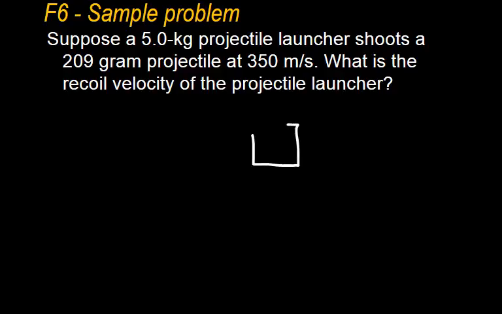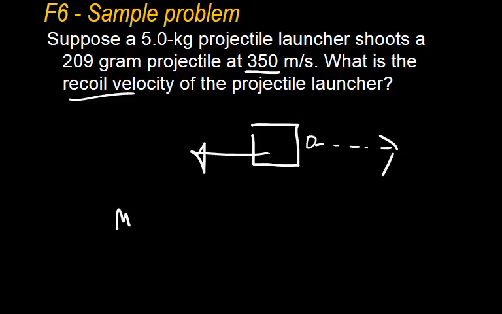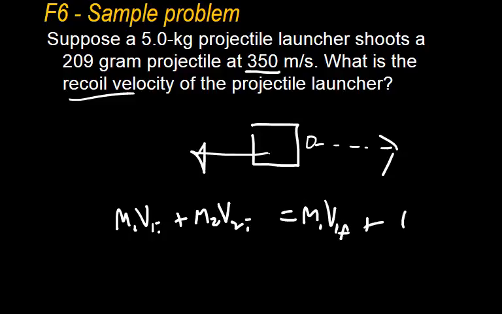We have a 5 kilogram projectile launcher shooting a bullet at 350 meters per second. And what is the recoil velocity of the launcher? So you're going to want to set up M1 V1 initial plus M2 V2 initial equals M1 V1 final plus M2 V2 final. Now in this case here, it's starting from rest, so both of those are 0. But yeah, go ahead and figure out what the projectile launcher will do. And so go ahead and pause the clip and give this a try. When you're ready to check, you can hit play to continue.